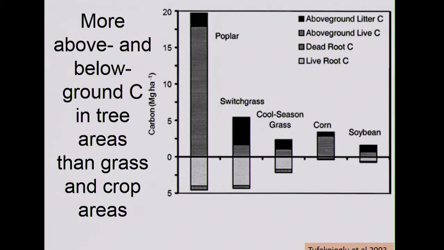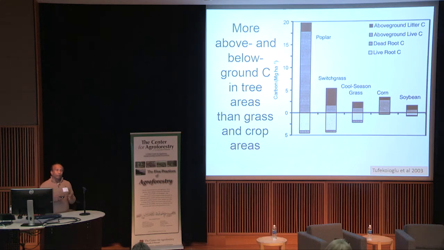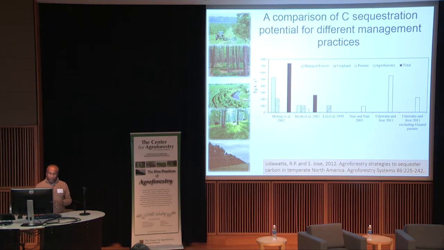Just to give you some ideas about numbers, if you have poplar, it can sequester about 20 megagrams of carbon per hectare in the above ground and close to 5 in the below ground. Look at corn and soybean: below ground and above ground total is less than 5. If you integrate agroforestry, just 20% of the land with alley cropping like poplar, this number can increase from 5 to 7 to 8. That is 2 additional megagrams of carbon per hectare of soil if you have 20% trees in your farm. These numbers are not too far from world scale.